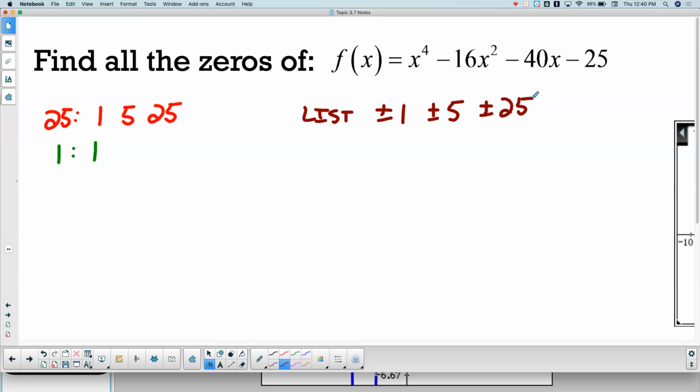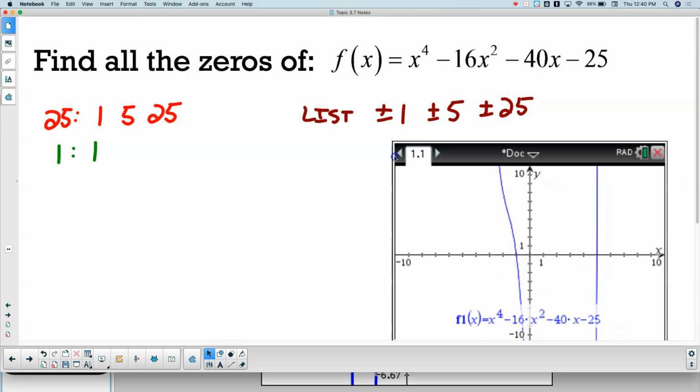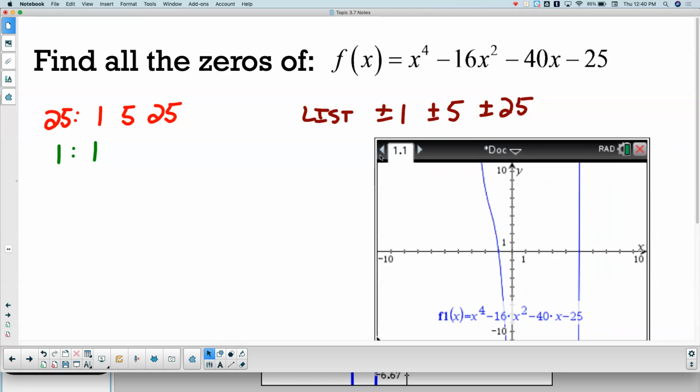Okay? So this one's not too bad. We could have done this one old school. But we've got the graphing calculators. We got the shortcut now. So that tells us, there we go. Right? So what 2 zeros do we have for this one? -1 and 5.